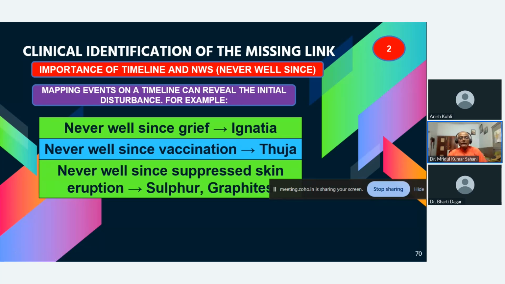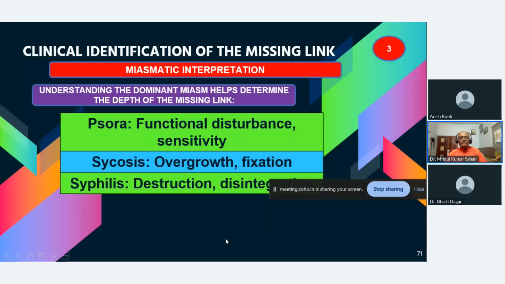For example, never well since influenza, never well since vaccination, never well since suppressed eruption, Sulphur, Graphites, etc. Then miasmatic understanding: Psora, poor functional disturbance and sensitivity; Sycosis, overgrowth, fixation; and Syphilis, destruction, disintegration, etc.